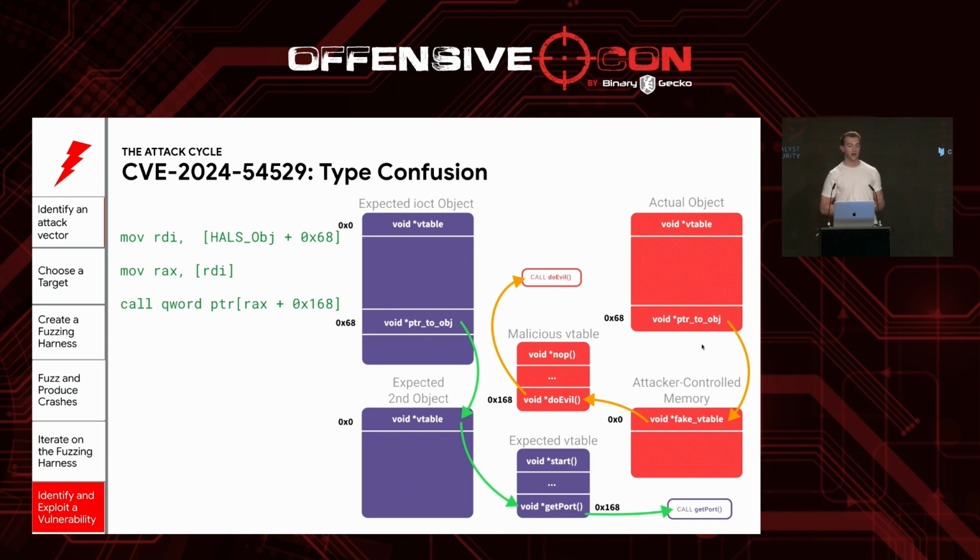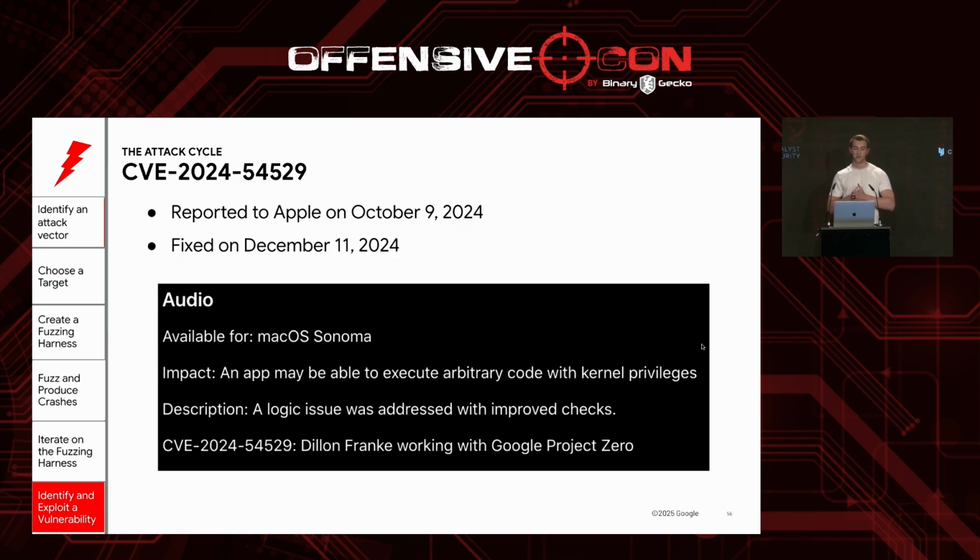It was expecting an IOCT object, an IO context object. And when it is an IO context object, everything functions normally. It looks up at offset 68 that pointer to the second object, and then dereferences the vtable, and then looks up and calls the get port function. But as you can see here, if we're able to influence the object that's fetched, we can potentially get it to dereference our pointer, point it to some attacker-controlled memory, and then get it to index into a malicious vtable and call a function. So this got me pretty excited. I reported this to Apple on October 9th, 2024, and it got fixed pretty quickly on December 11th, 2024.